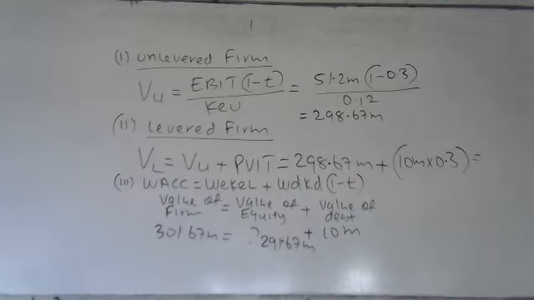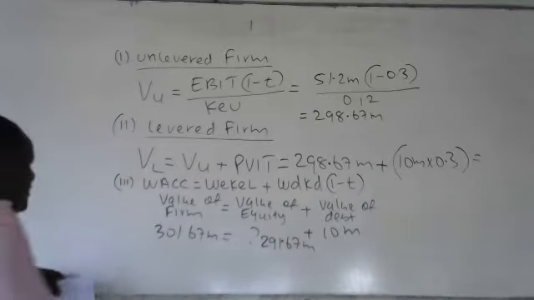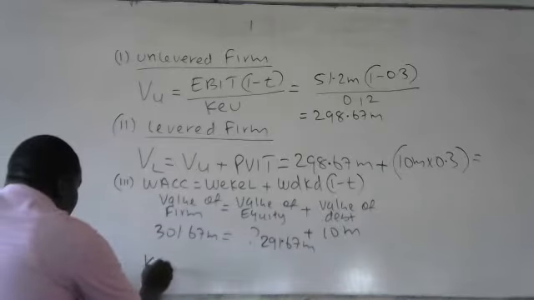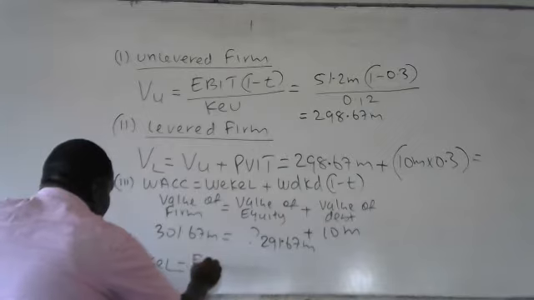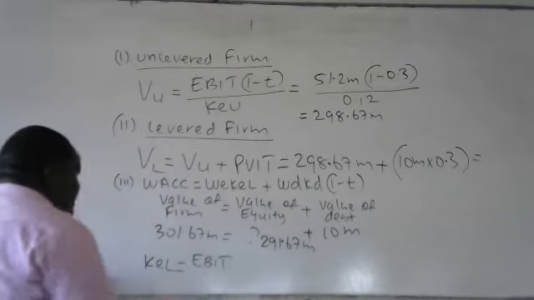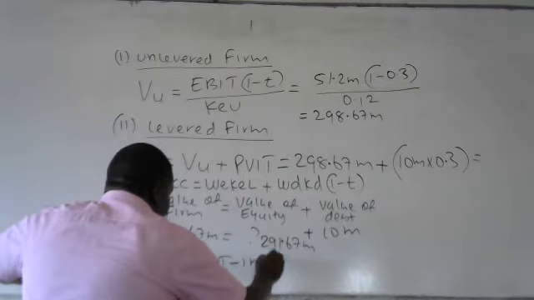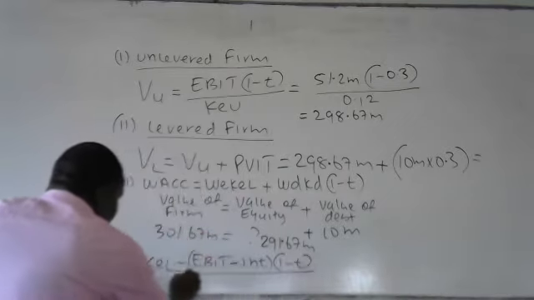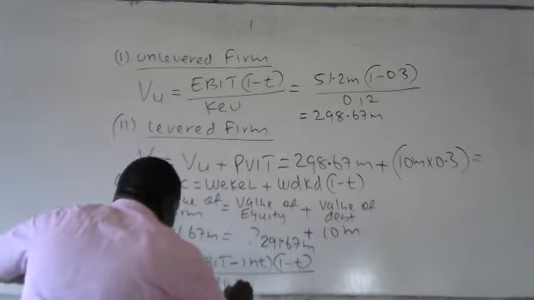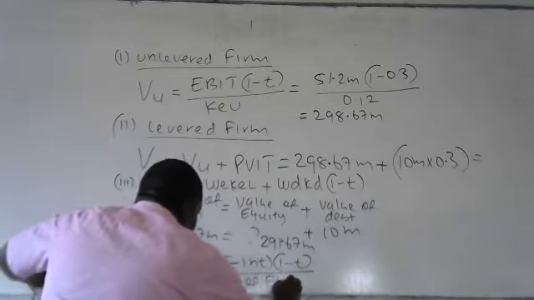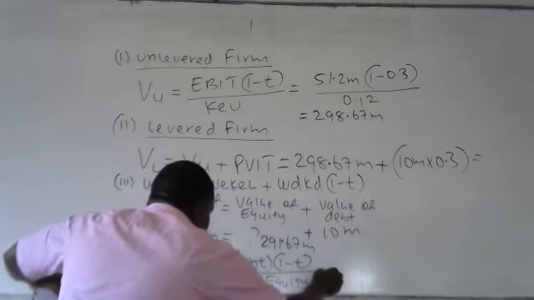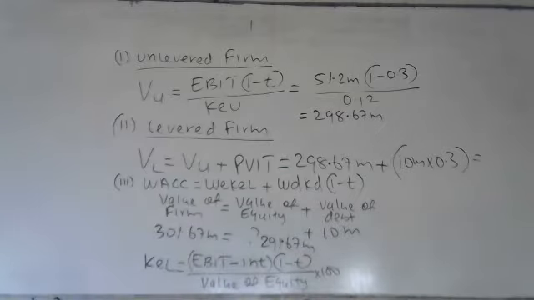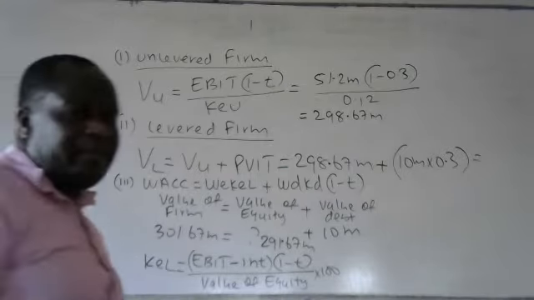So now after that, you compute KEL. You just pick one of the formula, whereby to get now our KEL, I will use the earnings before interest and tax, subtract interest, then 1 minus the tax rate, divide by value of equity. Value of equity, we show it as a percentage.